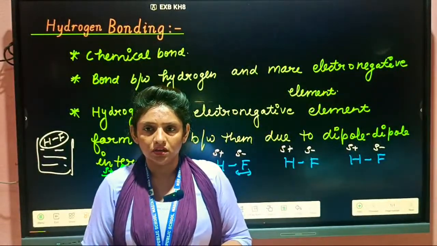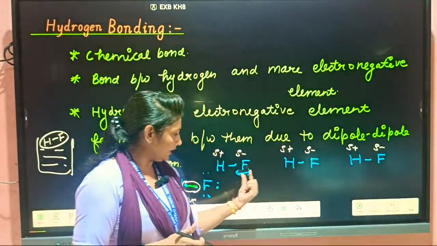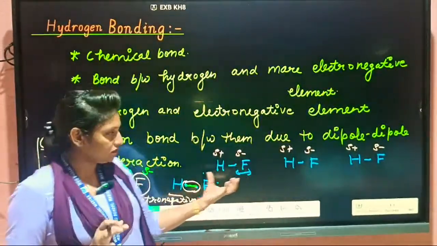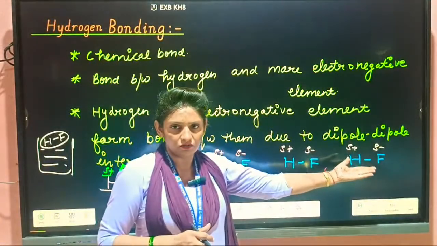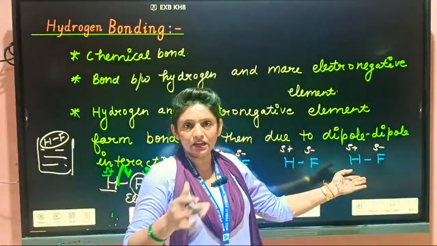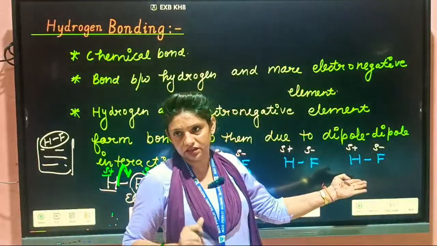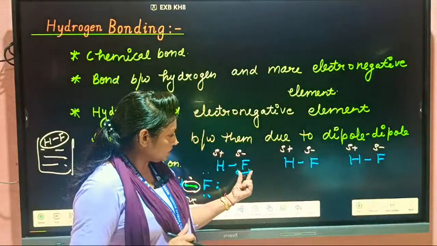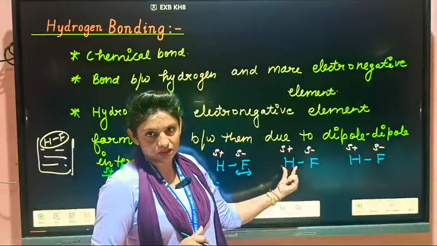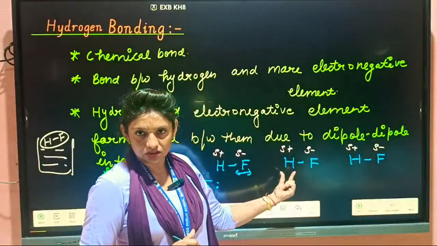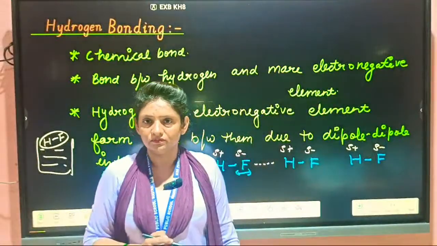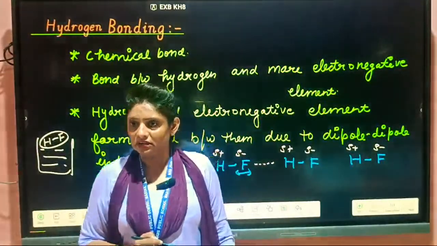Clear or not? So like that, here also, this is one molecule of hydrogen fluoride, this is the second one, third one. So these molecules are interacting with each other. How they interact with each other, now we will see that. Here, this fluorine has negative charge, and this hydrogen has partial positive charge. So positive and negative, opposite charges will attract each other.